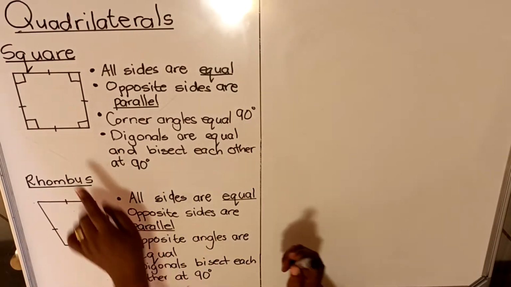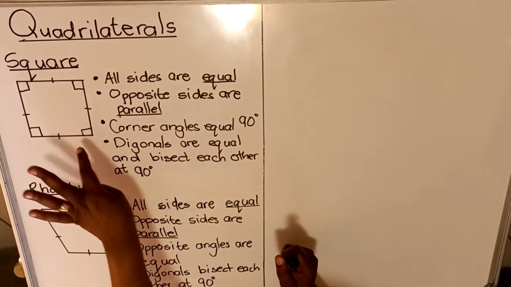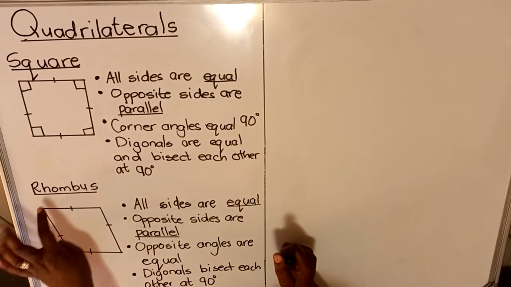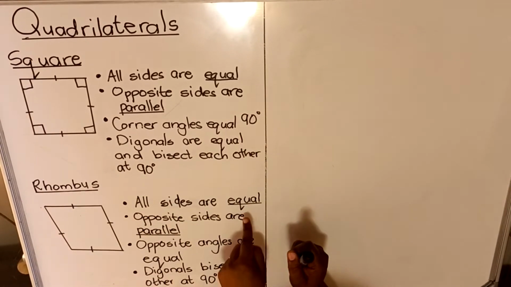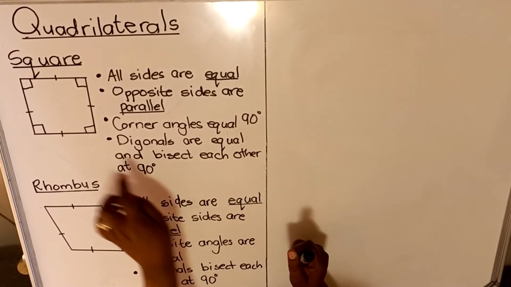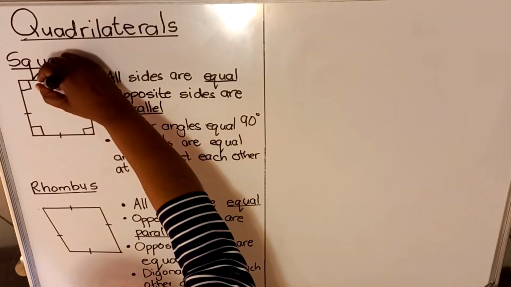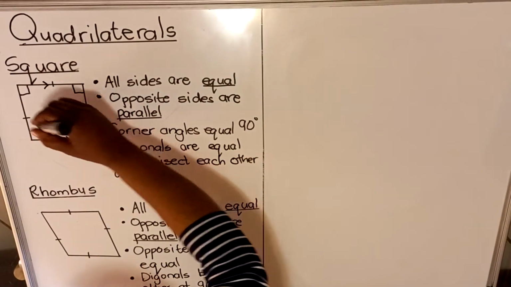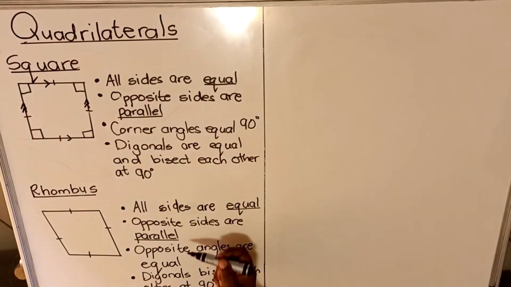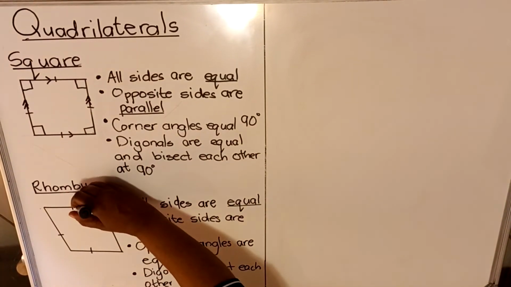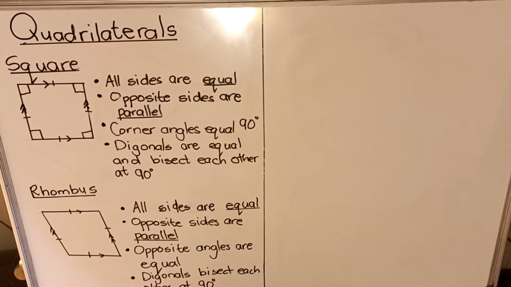Right, the first one is a square. A square, all sides are equal. And then a square, it's similar to a rhombus. So when you look at a square, all sides are equal. When you look at the rhombus, all sides are equal. Okay? The next property, for a square, opposite sides are parallel. So it means this side will be parallel to that one, and this one will be parallel to that one. With a rhombus, same property, opposite sides are parallel. Opposite to that one, they'll be parallel. So these two are similar in that manner.